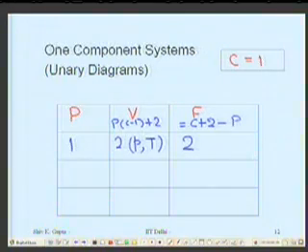Right? Can we simultaneously change pressure and temperature? Yes, we can. I'll show you the diagrams. We'll come to that. Let's first complete this table, then we shall go to the diagrams.